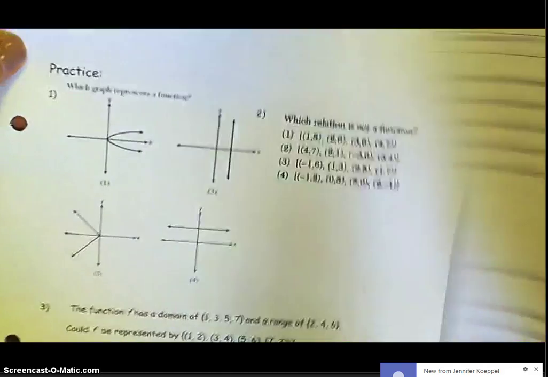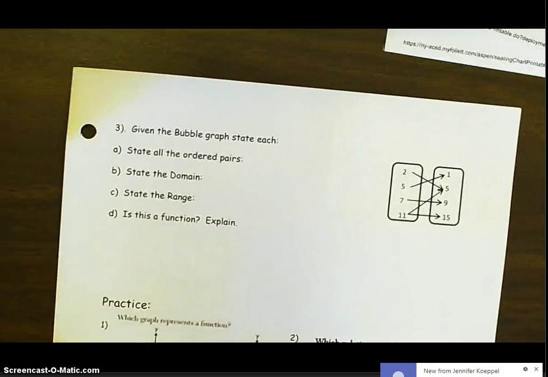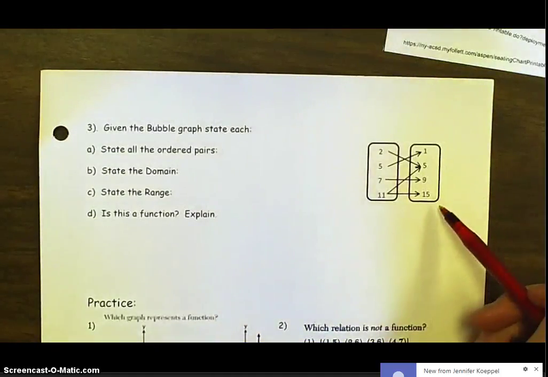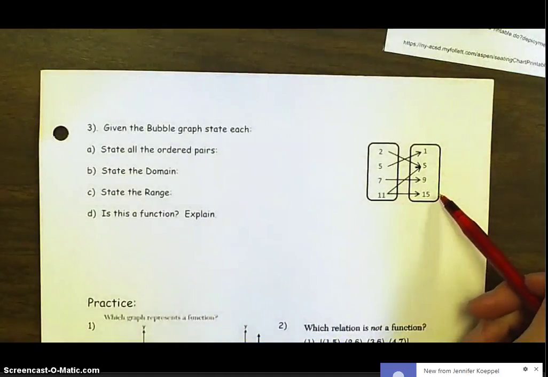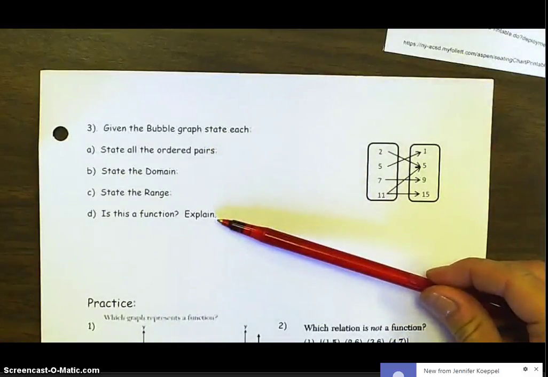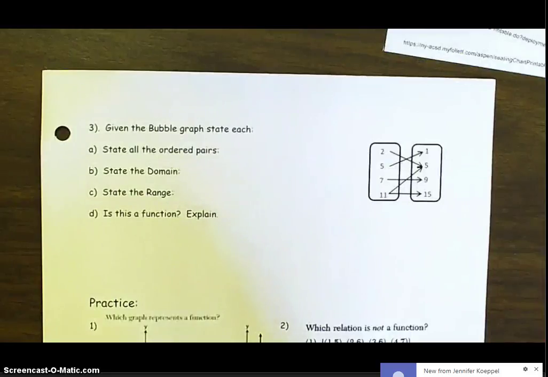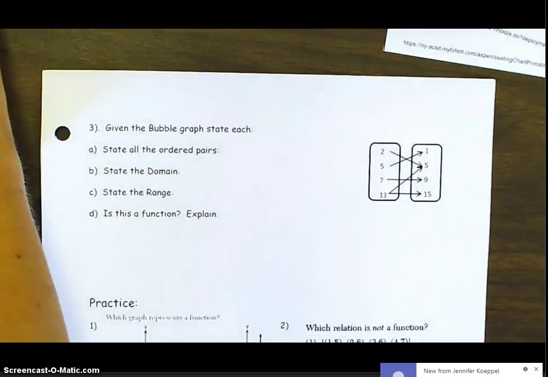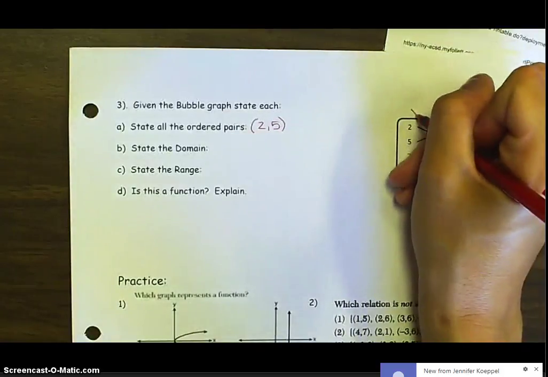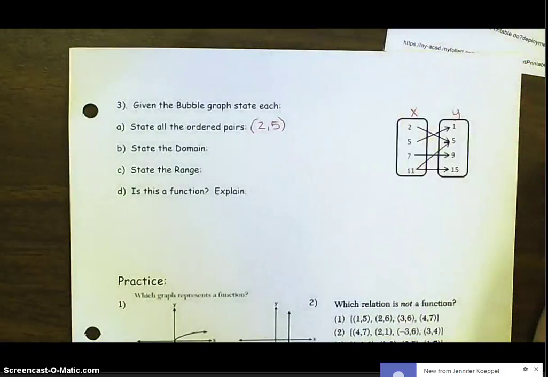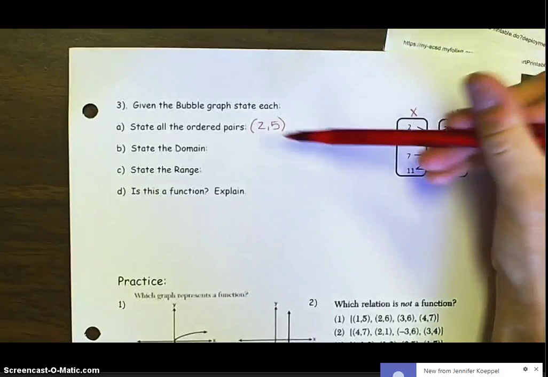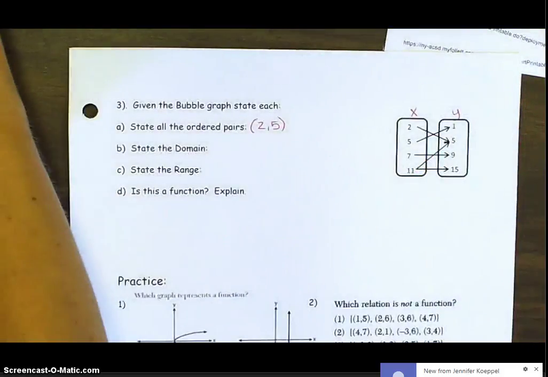All right, let's take a look then at the next page. So now, instead of given a set of coordinates or a graph, we have a bubble graph. So the first thing I want you to do is go ahead and write out all of your ordered pairs. And why don't we go ahead, I'm going to have you answer all of these questions, okay, on your own. So go ahead and pause the video and try this on your own. All right, so before you try this on your own then, let's just review. This would be your x and this would be your y. So here we go, x is going to 5, so your first point is going to be 2, 5. All right, go ahead now, try them on your own.